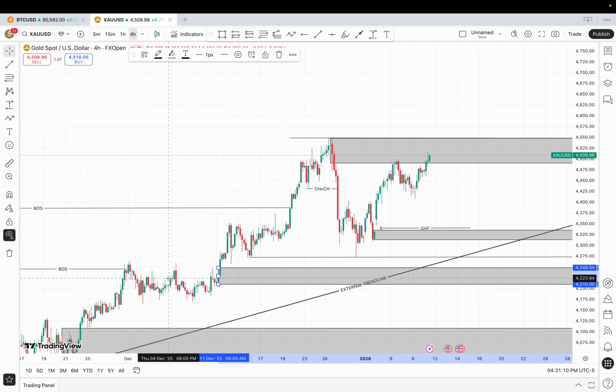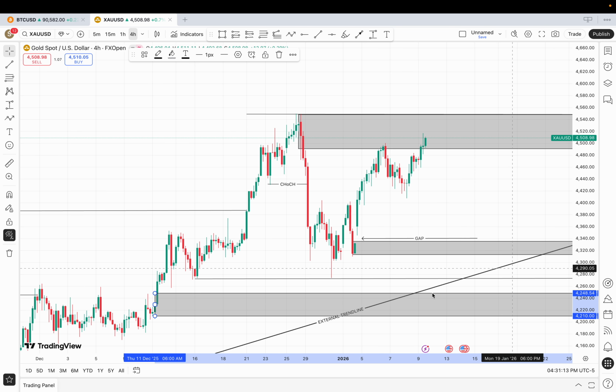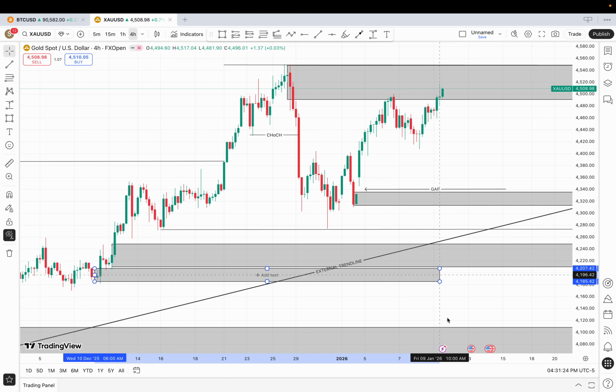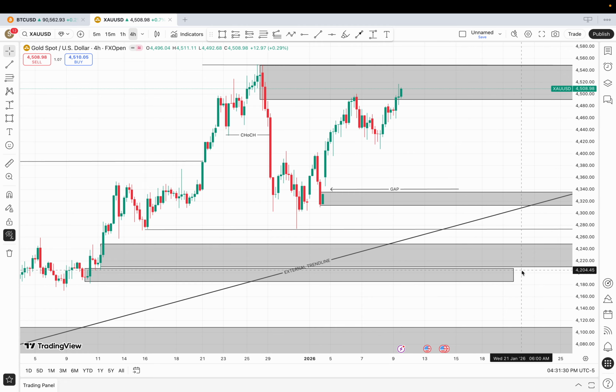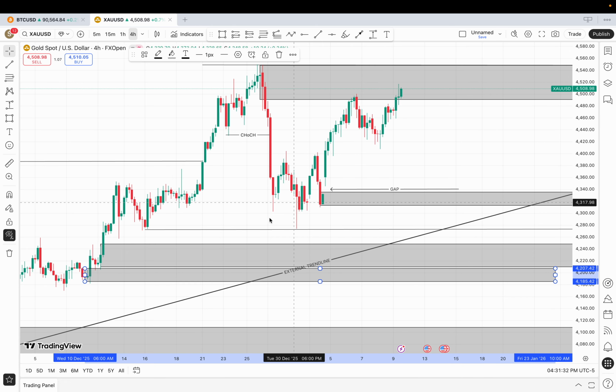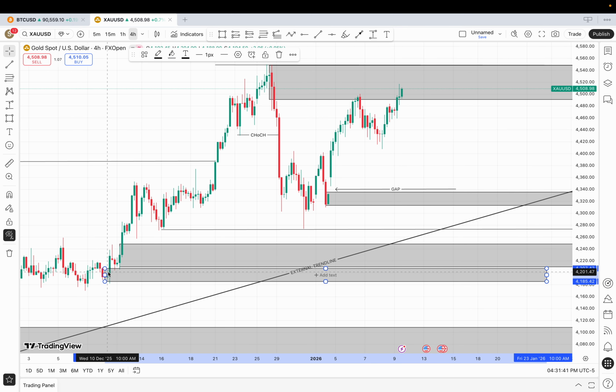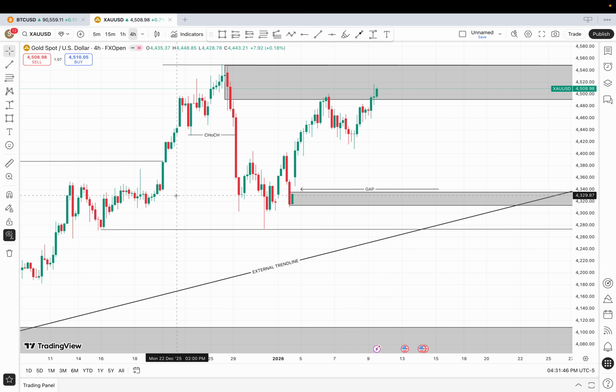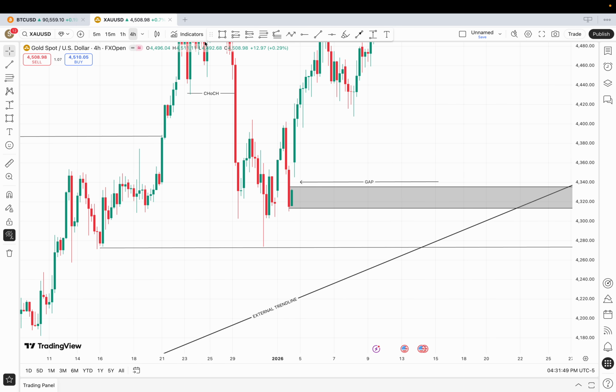That's how you see everything. We've been reducing everything, and after that there is another demand right here, although it has been filled already, so there's no reason for it to come here, but it's still a demand. This demand has been filled already, so let's ignore it, because we're looking for setups for this week only.